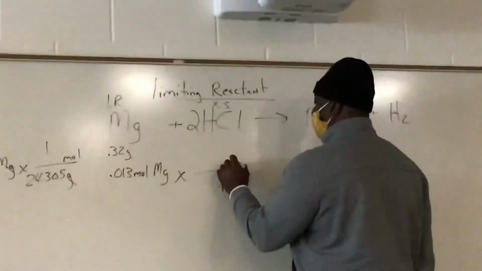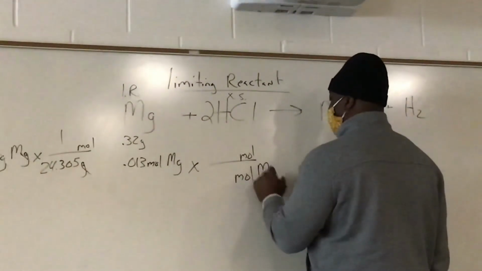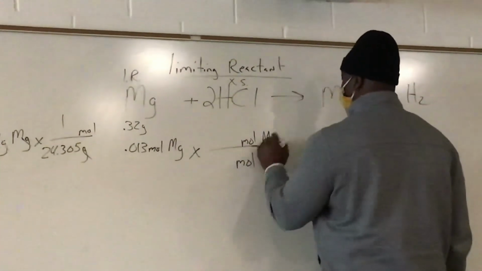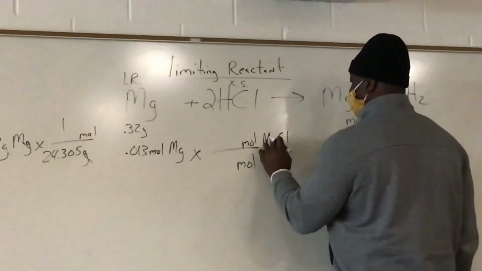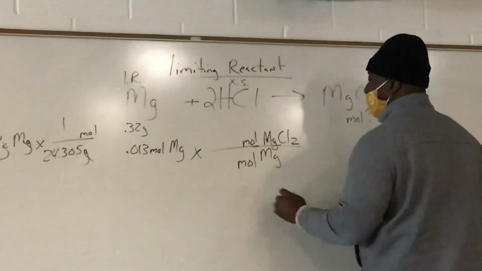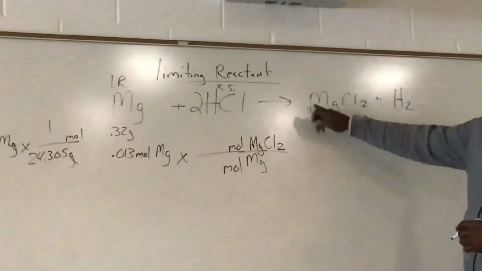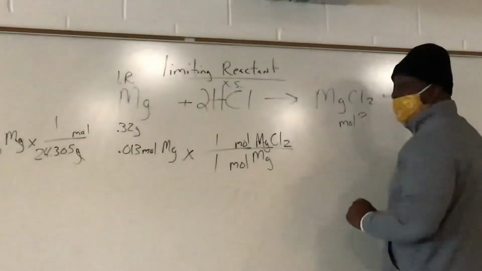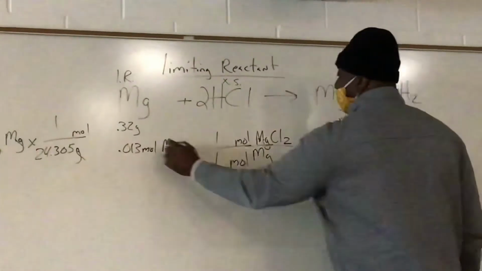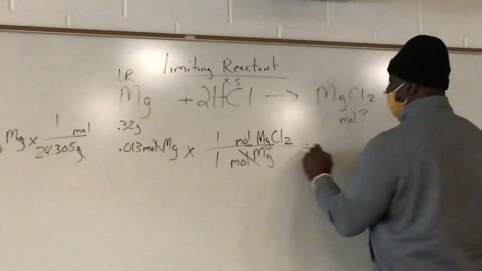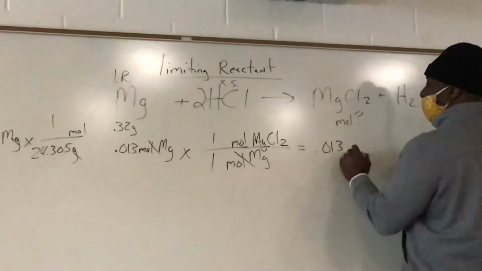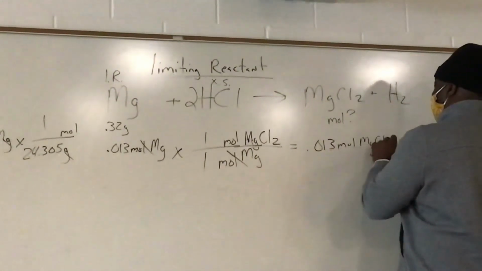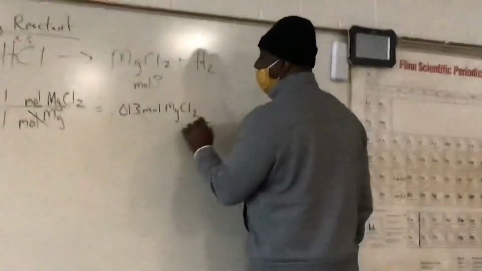Now we're going mole to mole ratio, right? Step 3. That's magnesium chloride. There we go. Have to fix that. And what are the coefficients? 1 and what? 1, right? Yeah. Guess what my number is? Same thing, 0.013 moles of magnesium chloride.